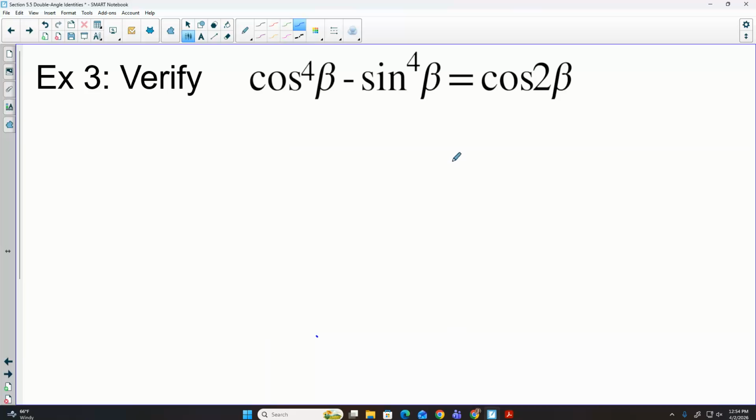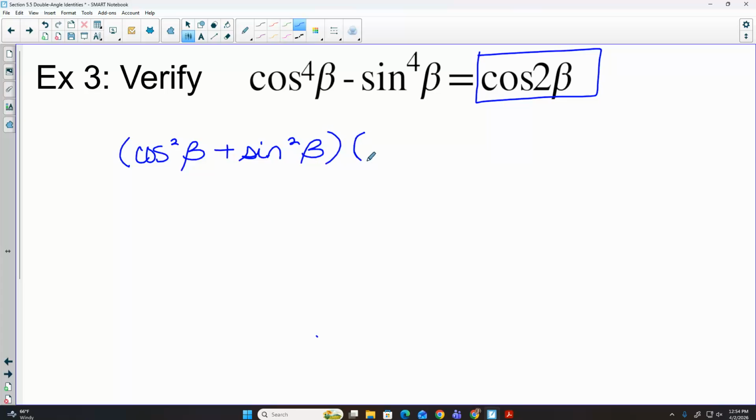Which side would you box in? Okay. Thoughts on what I could do first? Okay. Cosine to the 4th will break into cosine squared beta. Difference of squares, one is positive and one is negative. So cosine squared beta plus sine squared beta, times cosine squared beta minus sine squared beta.